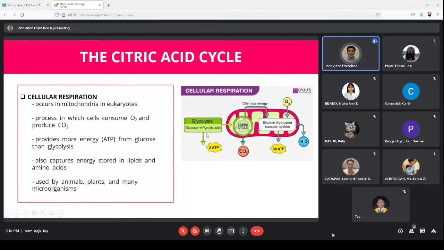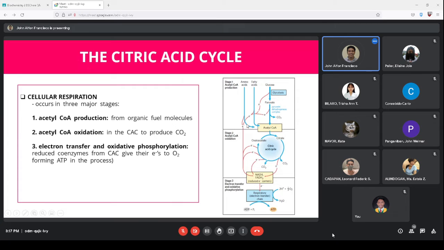So in glycolysis, which we have already studied, you produce 2 ATPs. While in the Krebs cycle, indirectly, because it has a component that is directly connected with another energy producing system, the ETC or electron transport chain system, it produces 36 ATP. So indirectly, more ATP is produced by the Krebs cycle within the mitochondrial system.